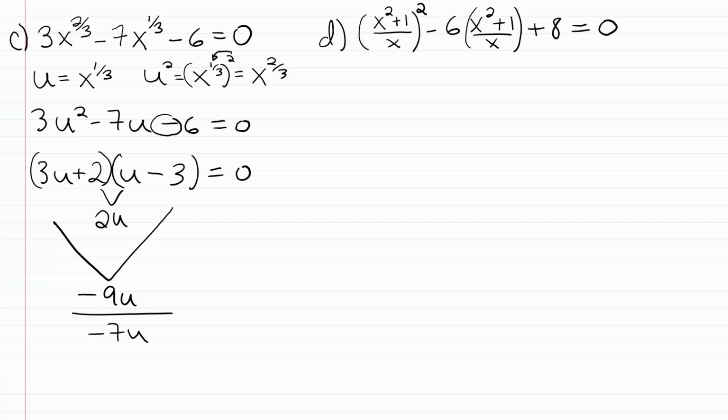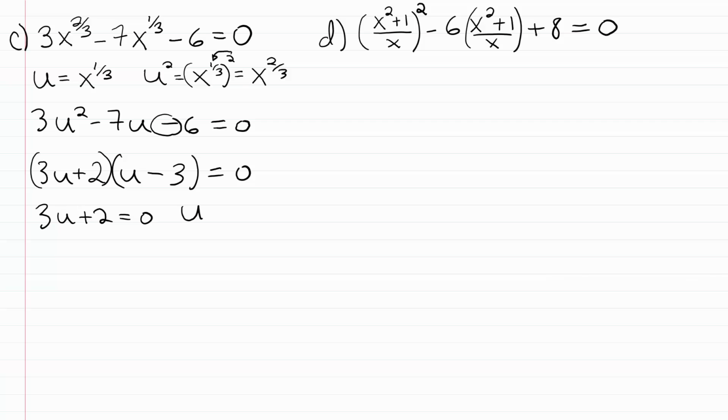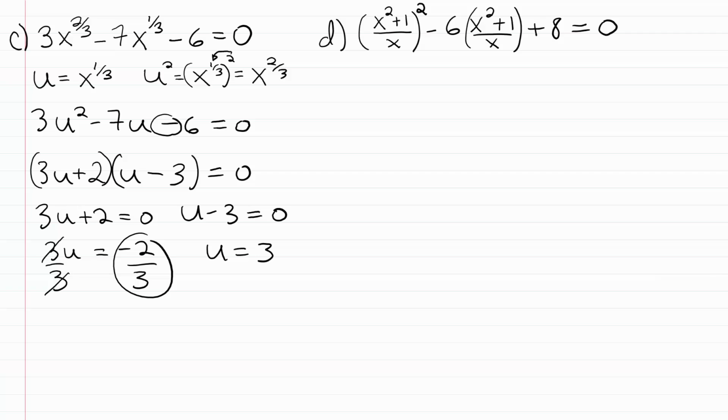So that's the proper factoring. Okay, so let's go ahead and apply the zero factor property. We'll say 3u plus 2 is equal to 0, and u minus 3 is equal to 0. And then we'll solve those linear equations. So we'll have 3u is equal to negative 2, and therefore u is equal to negative 2/3. And also that u is equal to 3.